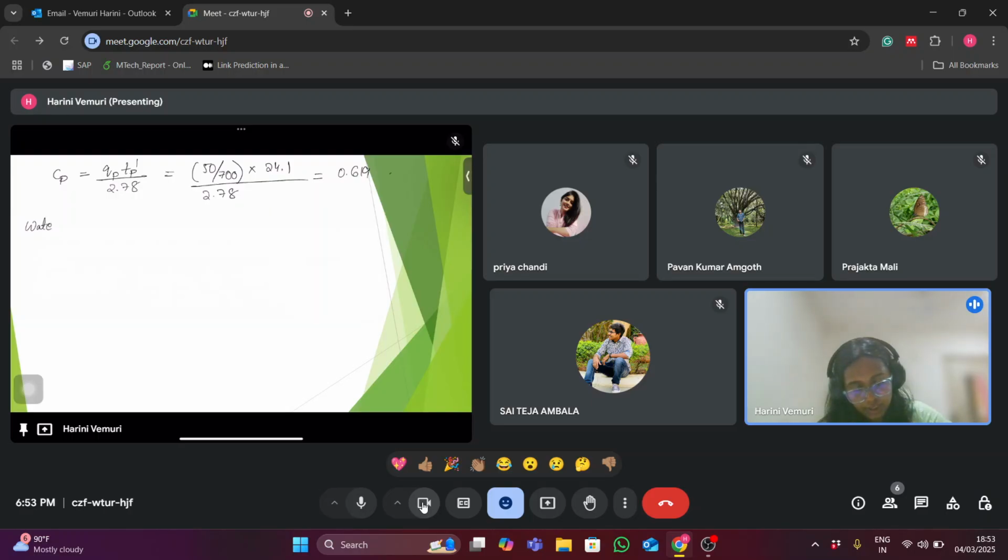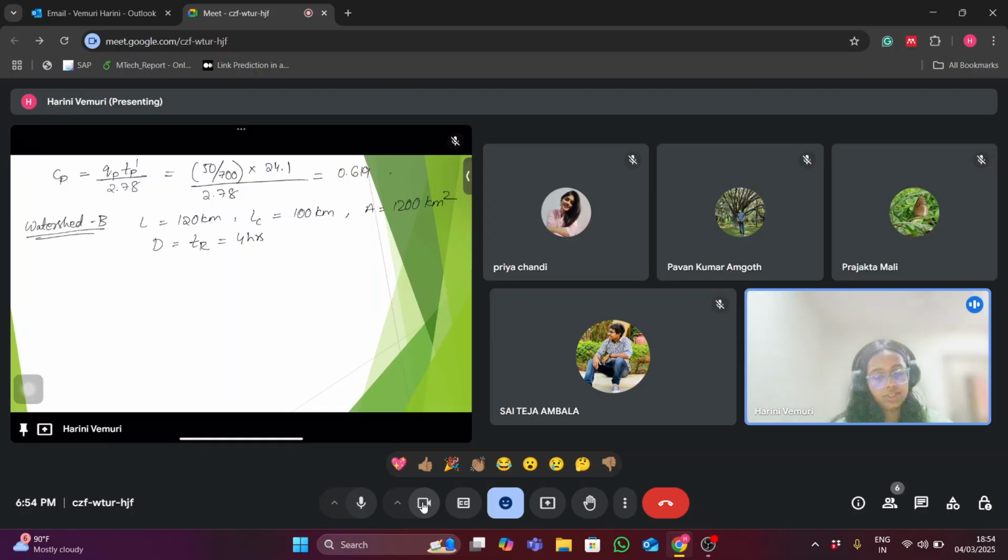Now for watershed B, how do we calculate? The length of the watershed is given as 120 kilometers. And the length of the mainstream is given as 120 kilometer. The distance between the outlet and the centroid is given as 100 kilometer. Area is 1200 kilometer square, and the duration of the excess rainfall, or capital TR, is 4 hours they have given. So now they are asking us to estimate the peak discharge.